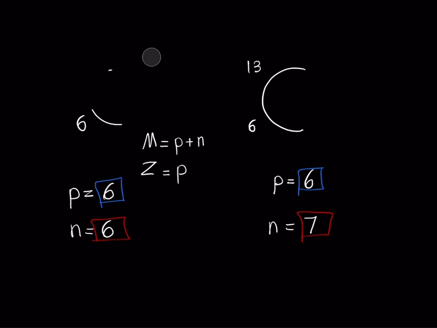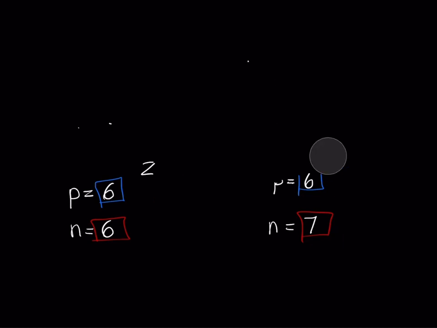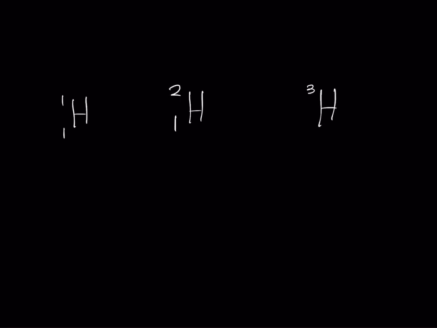Now, let's look at a different example. Let's say we had these elements. Are these elements isotopes or are they not isotopes? These elements are isotopes of each other.